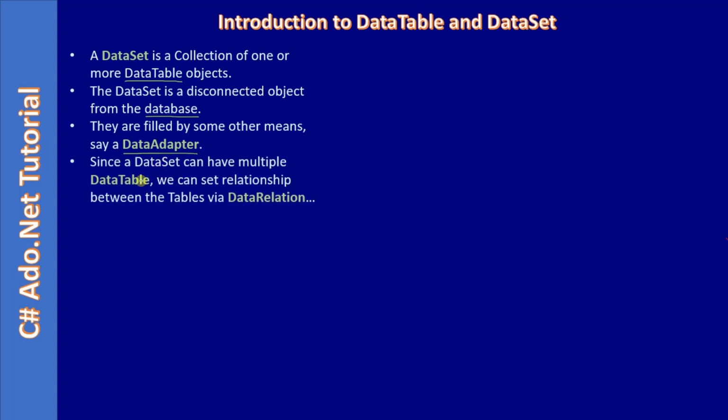Since a dataset can have multiple data tables, we can set relationship between the tables via DataRelation object. So if you look at here, dataset, that is one object. A dataset may have one or more data table, that's one more object. And then here we are talking about the data adapter. Data adapter is used to fill the content of dataset and thereby the data table. And since the dataset contains multiple data table, we can set a relationship between one or more data table using the DataRelation object.